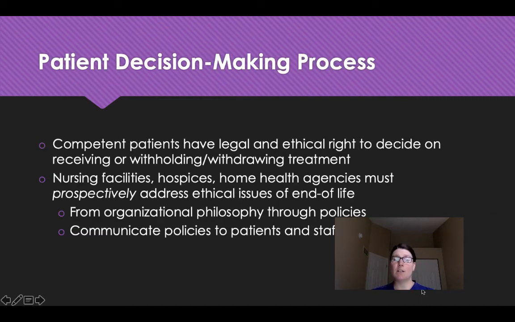Patient decision-making process, we've already talked a little bit about this, but competent patients have autonomy, so we have the right to decide on all of those types of things with regard to care and treatment. Nursing facilities, hospices, and home health agencies are the types of organizations that really need to prospectively address these types of issues at end of life. Acute care hospitals absolutely see patients that die, but percentage-wise, it's much lower than in a nursing facility, hospice, or home health agency. Generally, most people die within the care of those organizations.